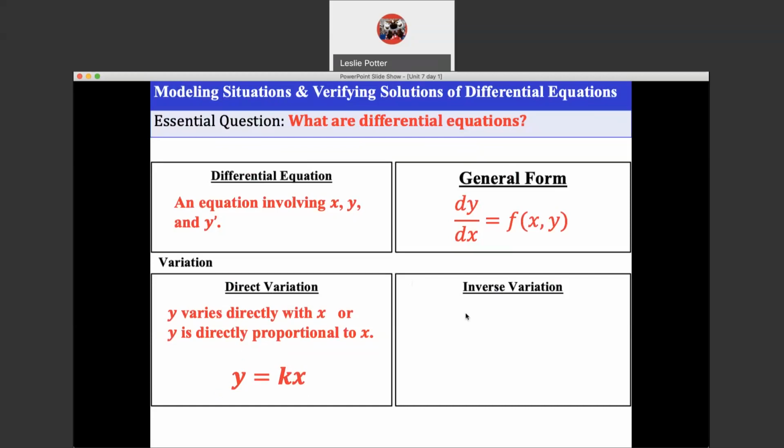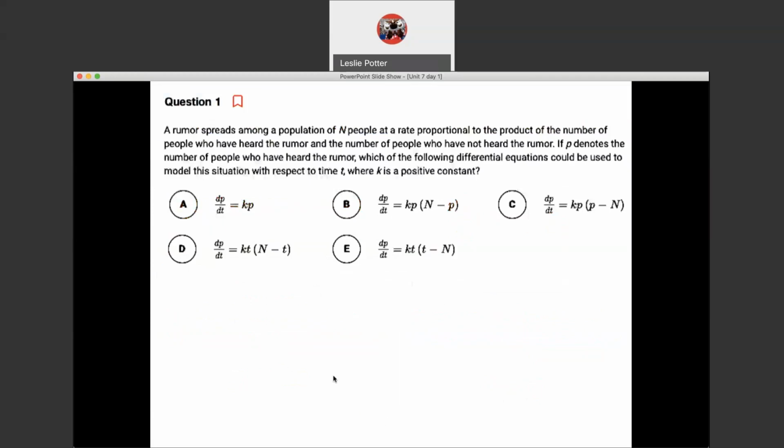And then inverse variation is y varies inversely with x. Another way of saying that is y is inversely proportional to x, and that is this relationship here. So when x goes up, y goes down. So those two variations, we just have to remember those. We learned those in an earlier class. Okay, so let's take a look at some examples here.